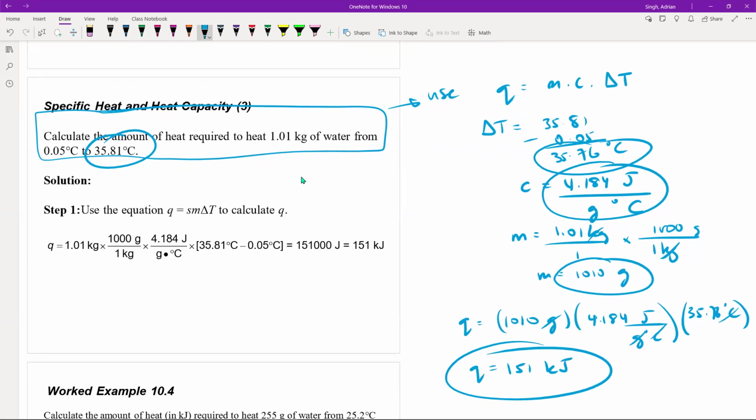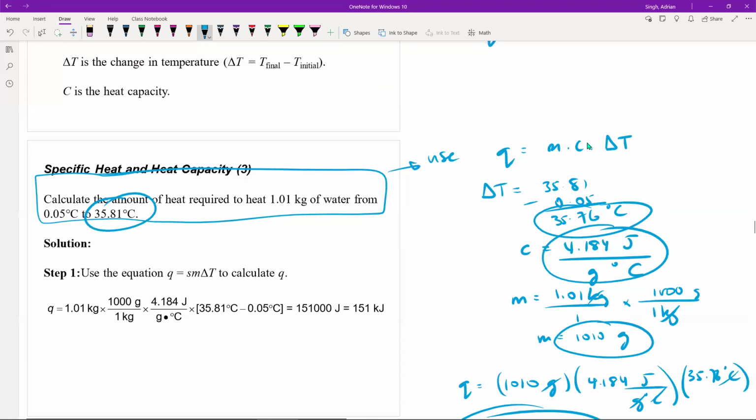So it's a fairly simple equation, but you want to make sure that you do the other sub calculations involved before you actually get to the main calculation. So that may involve just calculating delta T. It may involve converting the mass to the correct unit. It may involve finding or locating the specific heat capacity. We need to do all of those in order to solve these types of questions efficiently.